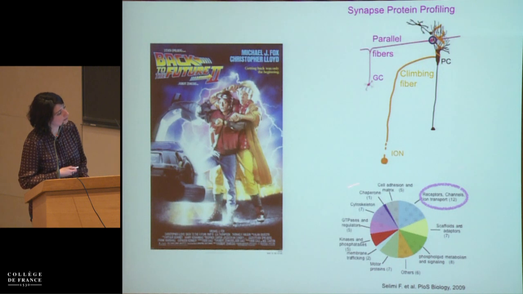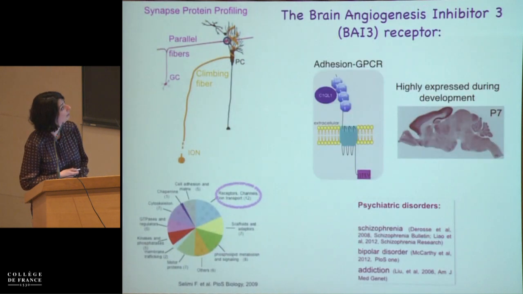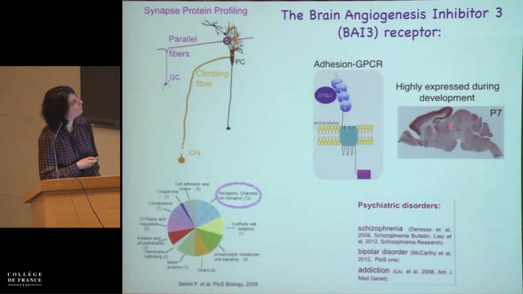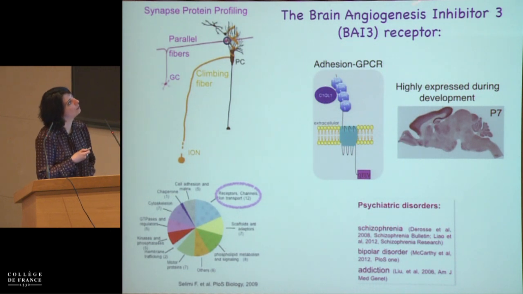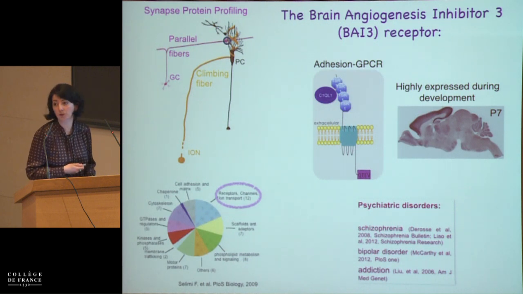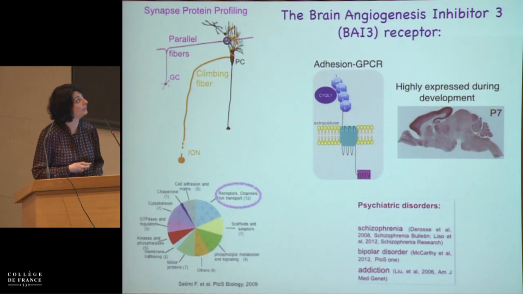We identified about 60 different proteins in our analysis, and these proteins encompassed all the categories that are classically found in studies of postsynaptic densities by mass spectrometry. And we were, of course, particularly interested in the receptors that are found at this synapse. And here we found the presence of this receptor, the brain angiogenesis inhibitor 3. This receptor is interesting because of several characteristics.